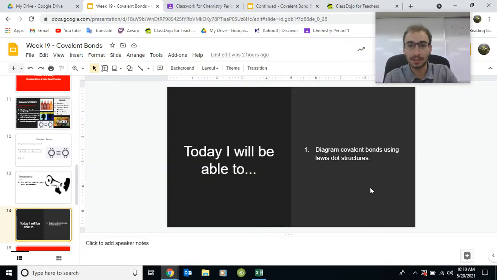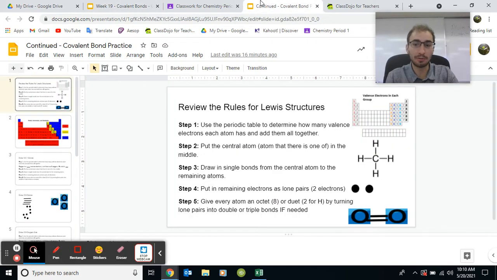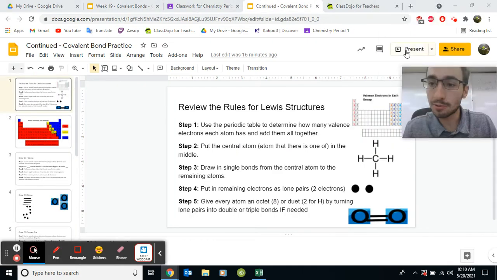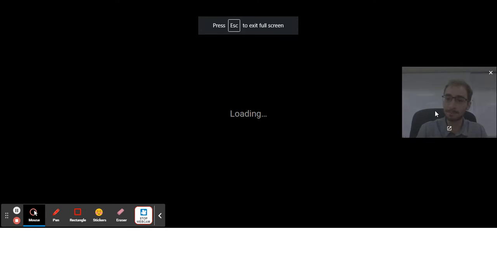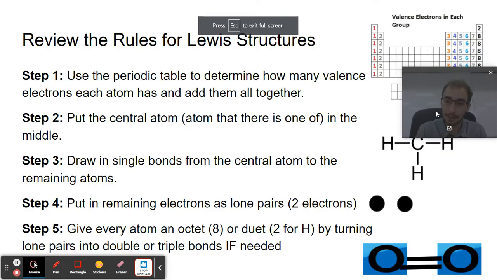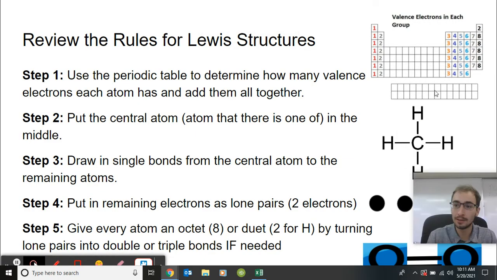Okay, today we're going to continue our practice with covalent bonds. Here's some review on the rules. Per popular request, I did add the graphic back in, telling you how many valence electrons are in each group.